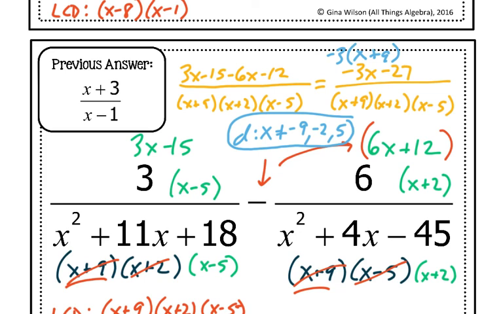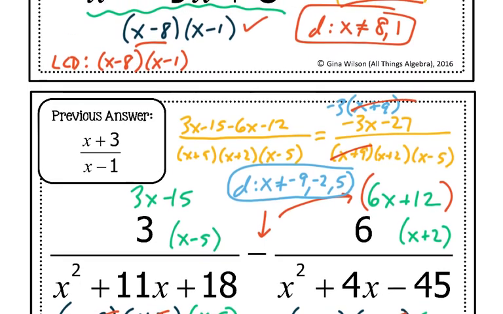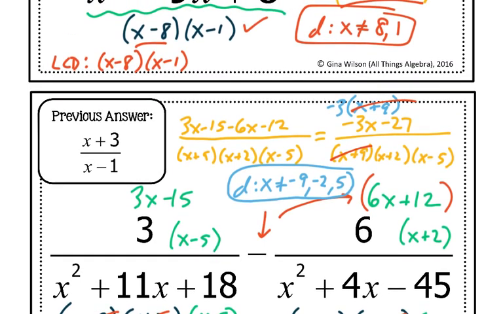Ready? The x plus 9s are bye, see ya. And my leftover, finally, I'll put it right over here, should be negative 3 divided by almost a complete LCD, but I canceled out one of the factors. And I get minus 3 over x plus 2 times x minus 5.